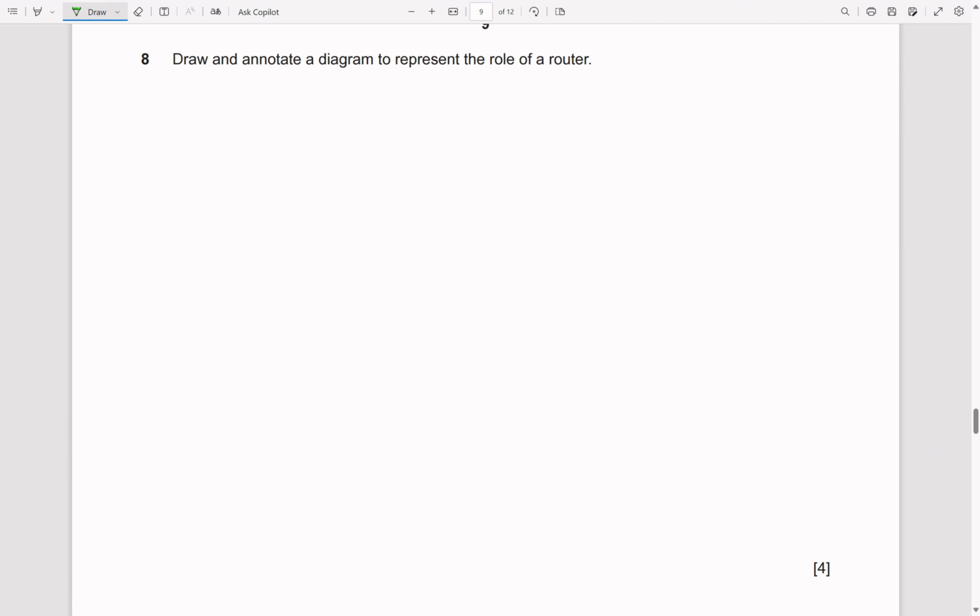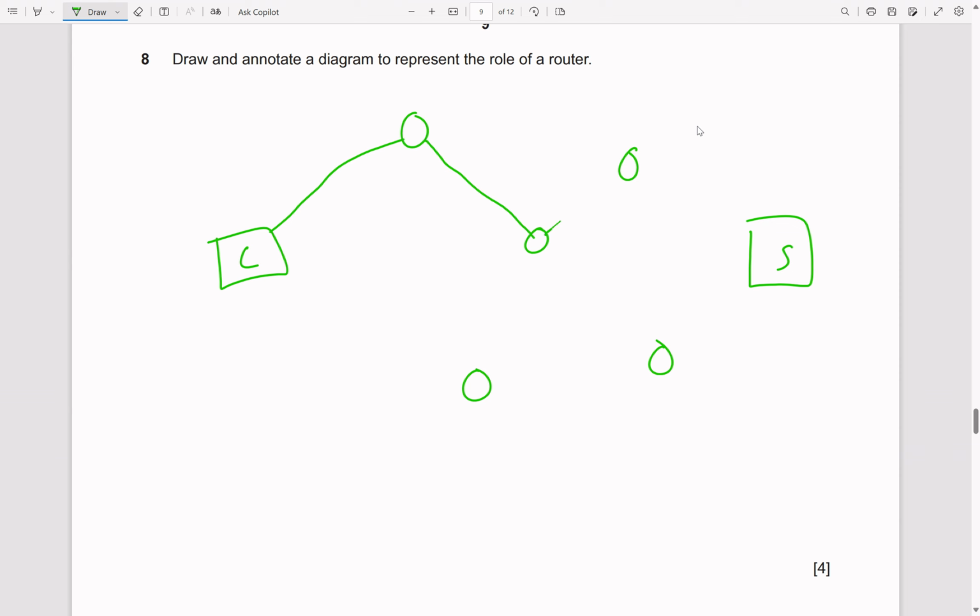Right, so then draw an annotated diagram to represent the role of a router. I could just draw this one. So here you have a client, then you have a server, or you can call this sender and receiver, that's also fine. Now the routers, let's have one router here, another here, another here, another here. So the client first sends to this router, this router then sends to this router, this one sends to this one, this one sends to this one. And the way they do that, let's call it the routing table. So let's say routing table.